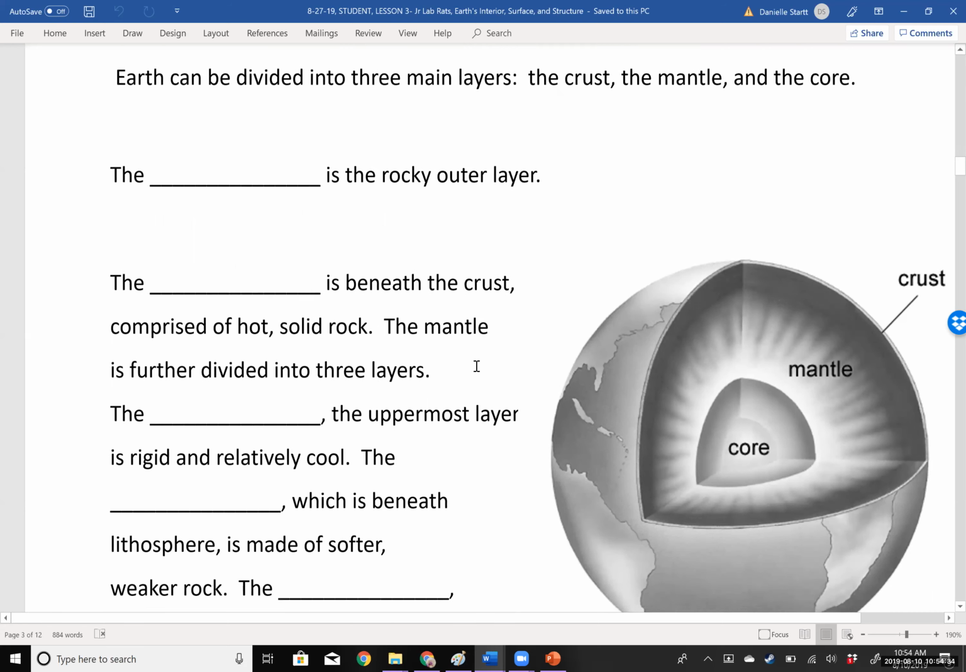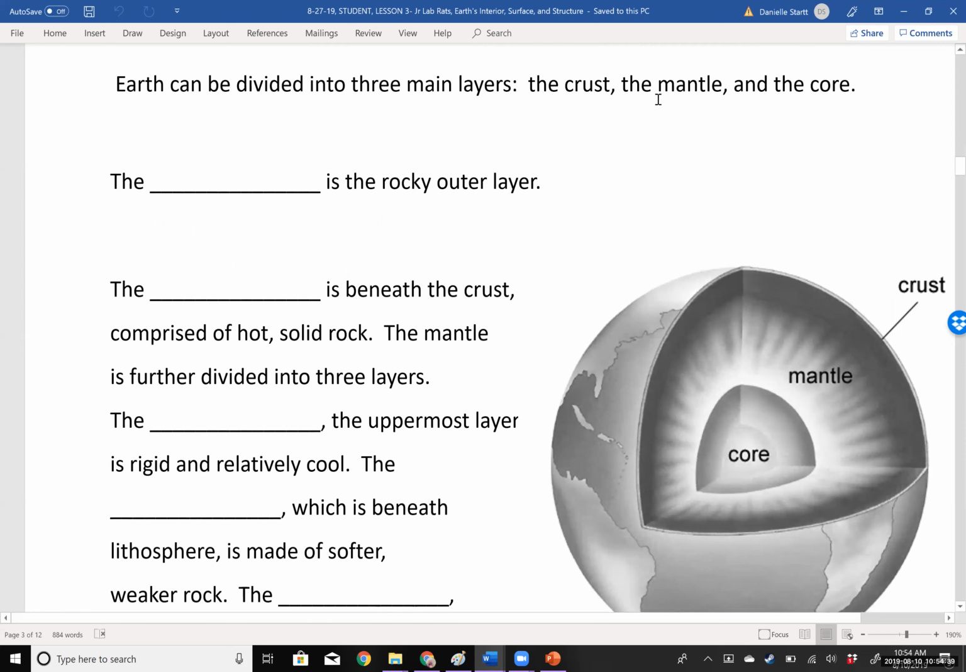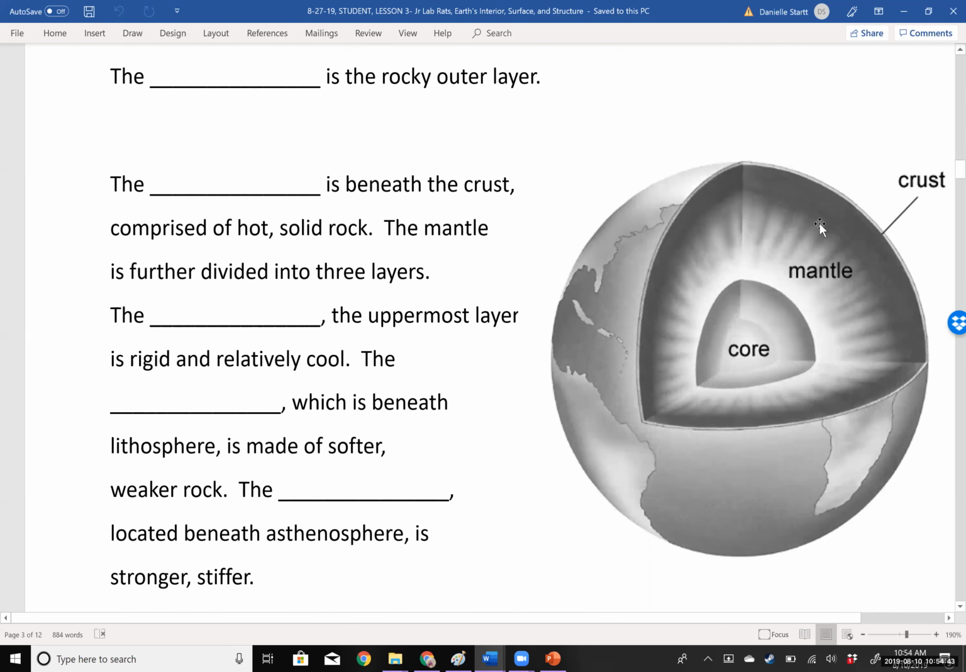The mantle is further divided into 3 layers. Now the mantle, this right here, is divided into 3 other layers. So if you look here, we have a diagram. It says crust, mantle, and core. And then this portion has 3 other layers. So the blank is the uppermost layer and is relatively cool. So we're talking about mantle, right? What's the uppermost layer of the mantle? The blank, which is beneath the lithosphere, is made of weaker rock.